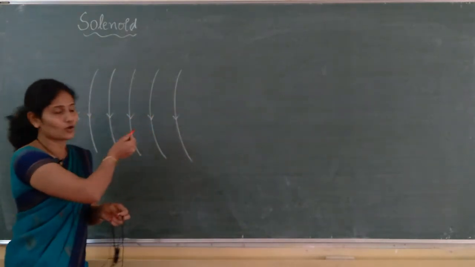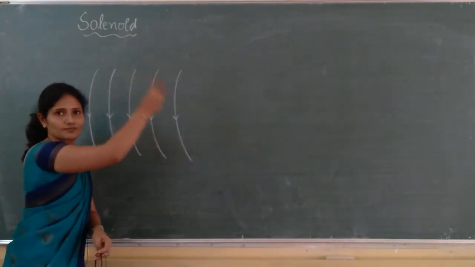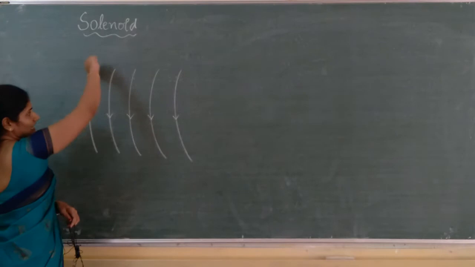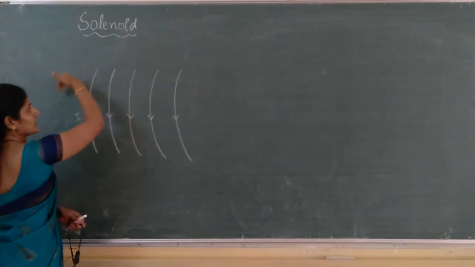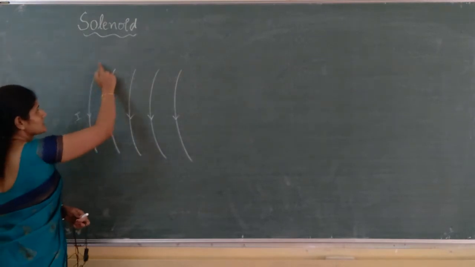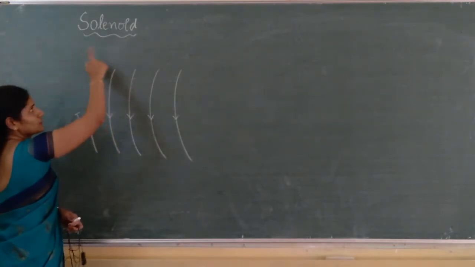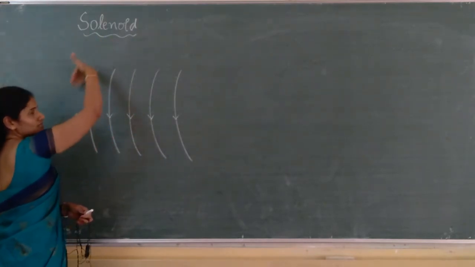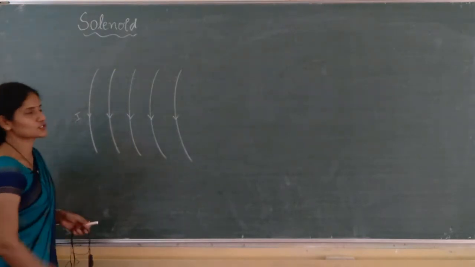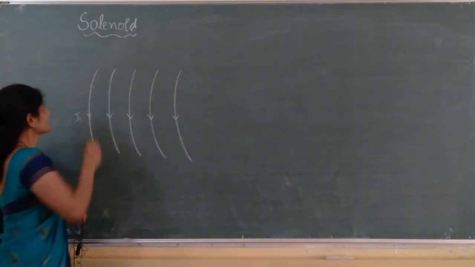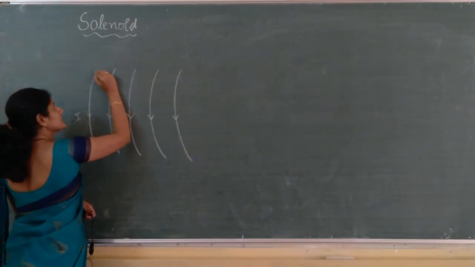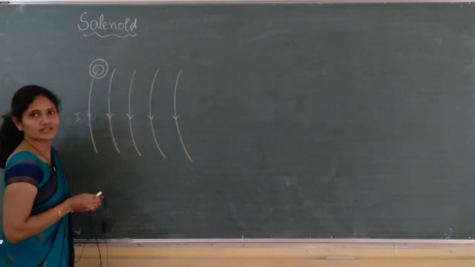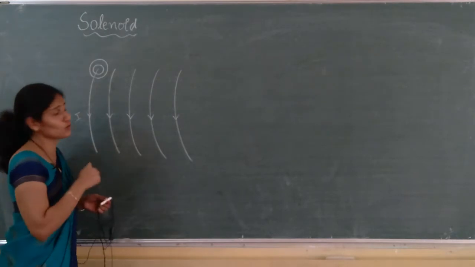But in the case of a solenoid, we have so many loops. The current is flowing through the solenoid in the downward direction, so the magnetic field lines are like this. Around this current carrying conductor, we have circular magnetic field lines, and the direction is like this. Using the right hand clasp rule, we can find the direction of magnetic field and current. Consider this point. Here the magnetic field lines are like this. Magnetic field lines always form closed loops.